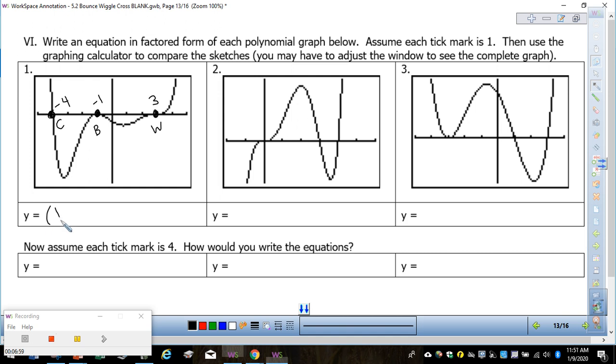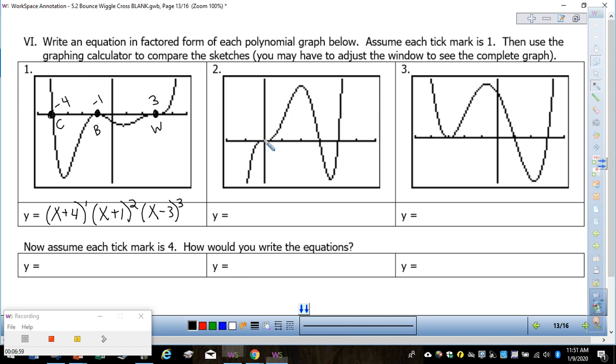So for the -4, we have to change it into x plus 4. It's a cross, so that exponent's 1. You can write it there, or you can keep it invisible. Okay, -1 is going to turn into x plus 1. It's a bounce, so it's going to be squared. And then +3 is going to turn into x minus 3. It's a wiggle, so it's going to be to the third.